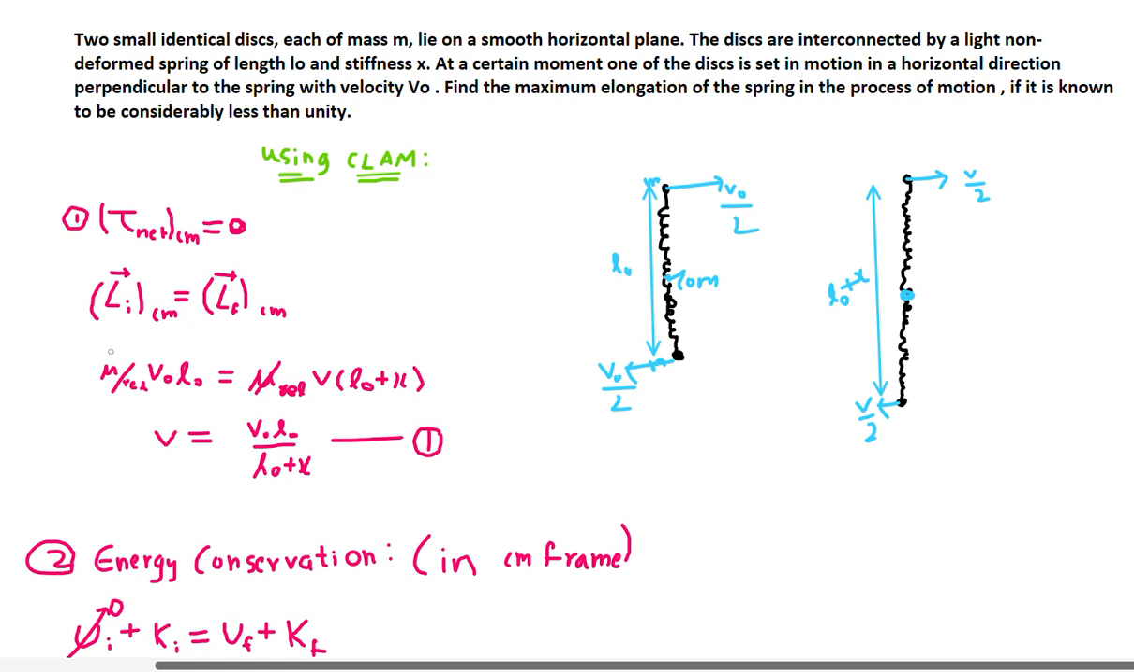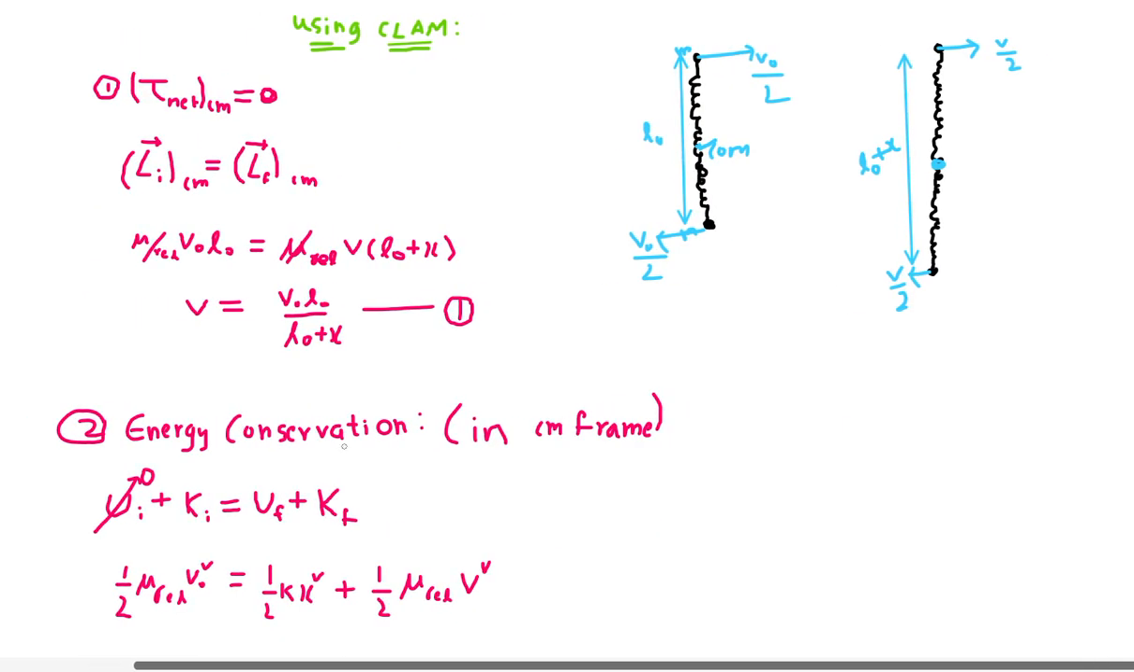So I wrote here in the place of m, I wrote mu, the reduced mass. So mu v0 L0 equal to mu v (L0 + x). So by this we got final velocity v, that is v0 L0 by (L0 + x). We assume this equation as 1.